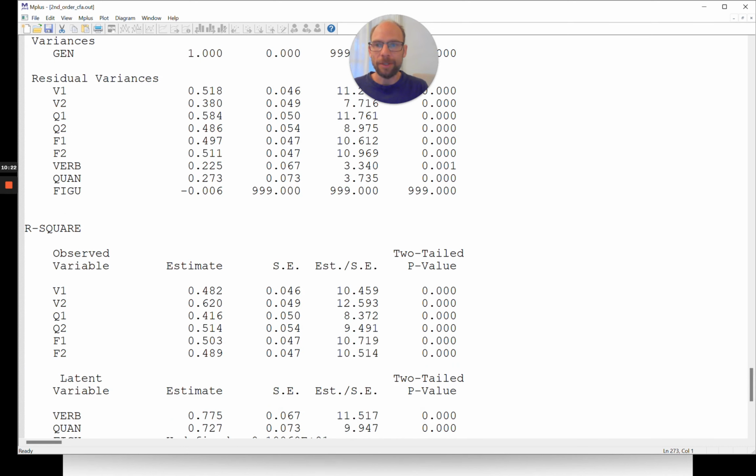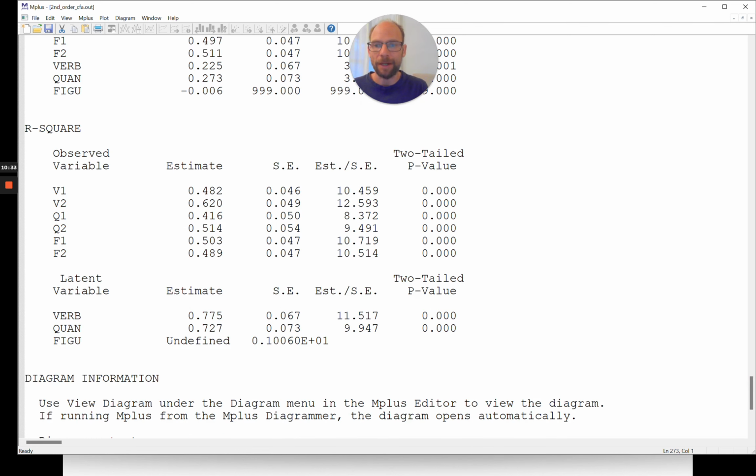So that's the standardized residual variances again show a negative value here. And also when you look at the latent variable r squared at the very bottom of this output, you can see that the r squared for figu is undefined. So this means it doesn't make sense to have an r squared greater than 1, and so Mplus will not print it because it's not defined.